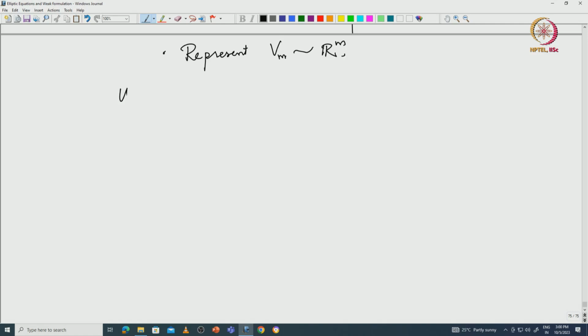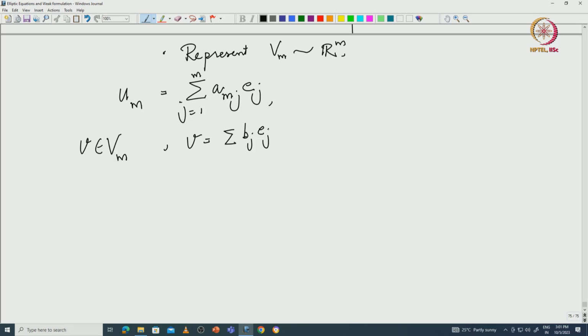In other words, you write your u_m as sum of a_mj e_j, j equal to 1 to m. And an arbitrary v in V_m can also be represented as v equal to sigma b_j e_j, and these a_mj are real numbers. So, it is a vector for each m, a vector in R^m.